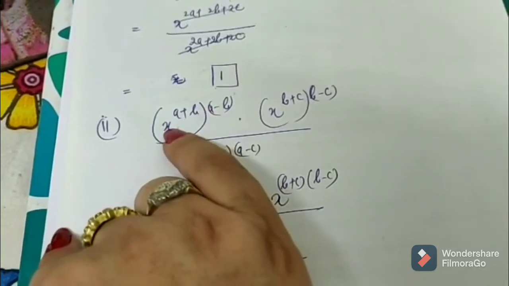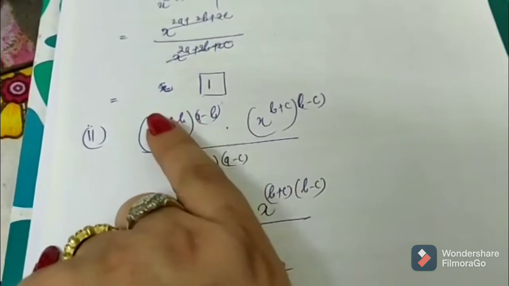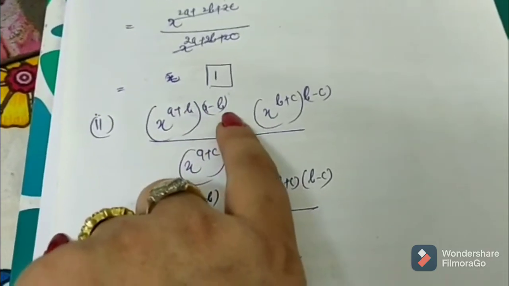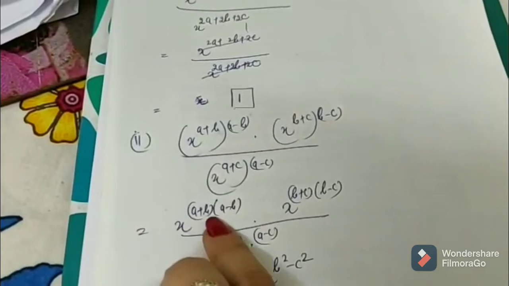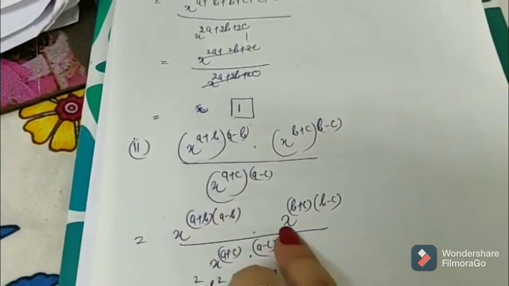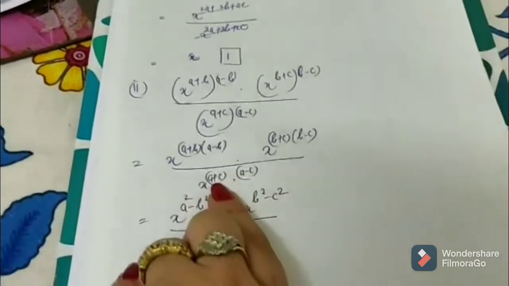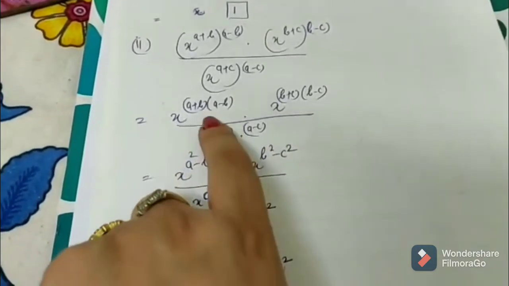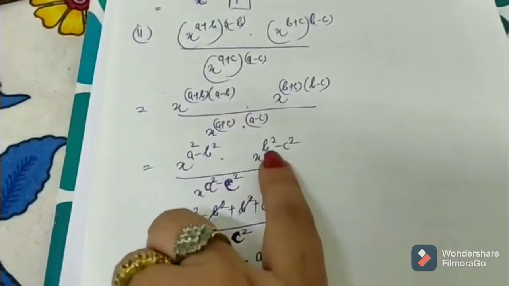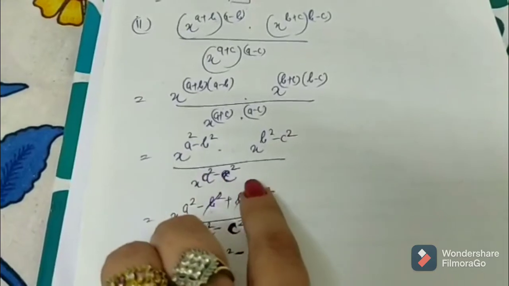This is x raised to power m into n, यानी कि x raised to power m into n, and a plus b into a minus b always gives you a square minus b square. So this is x raised to power a plus b into a minus b, x raised to power b plus c into b minus c, divided by x raised to power a plus c into a minus c. This is x raised to power a square minus b square, x raised to power b square minus c square, divided by x raised to power a square minus c square.